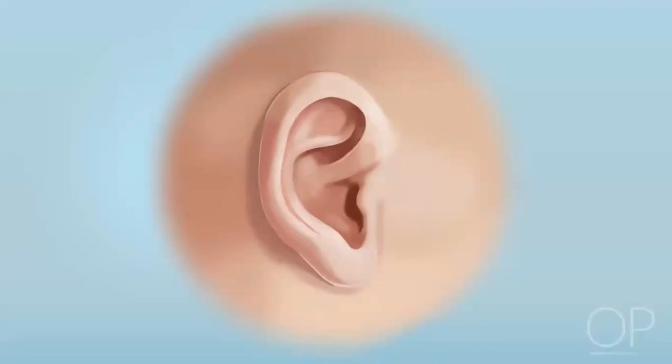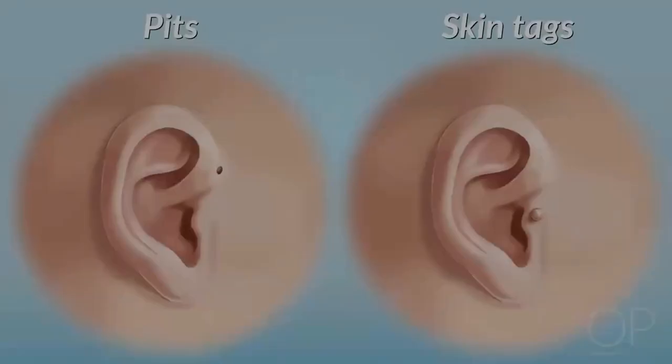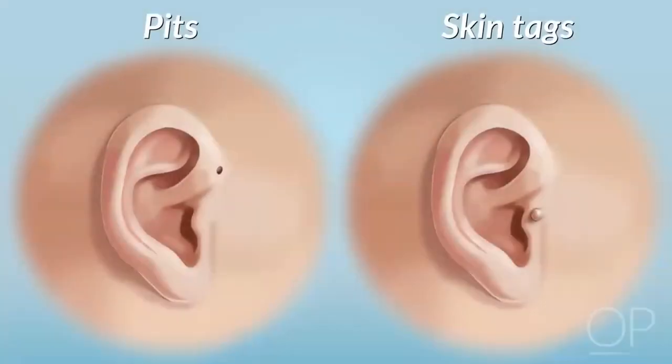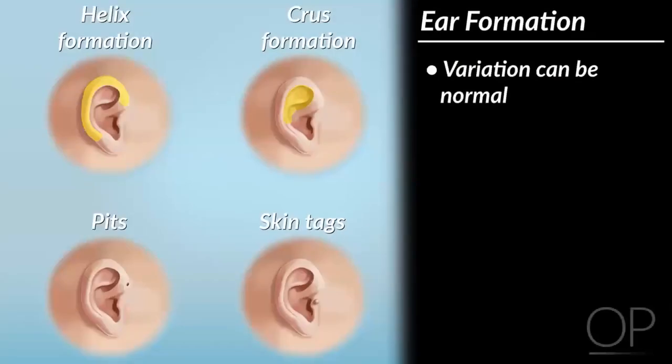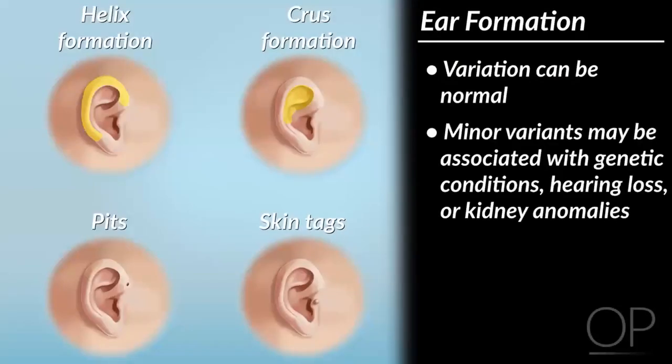Next, assess ear formation. Do the ears have a complete rim of skin surrounding them, called the helix? Does the skin inside the helix, called the crus, have folds, or is it unusually smooth? Finally, check the skin beside the ear's tragus for pits and skin tags. While variation in ear formation can be normal, the presence of one of these minor variants may be associated with some genetic conditions, as well as hearing loss or anomalies of the kidneys, the development of which are controlled by some of the same genes as the ears.